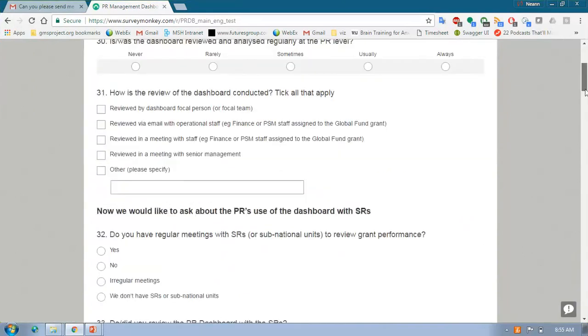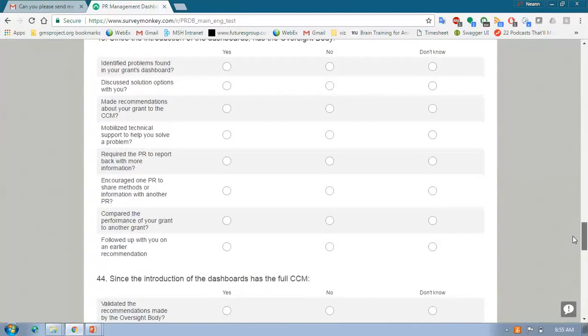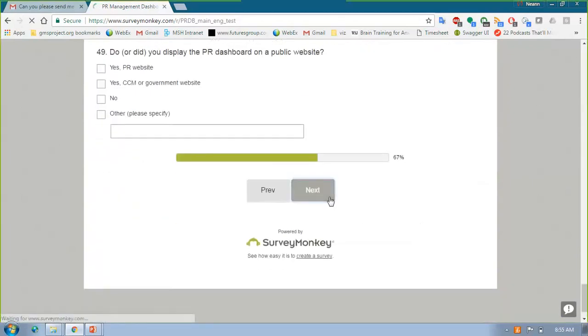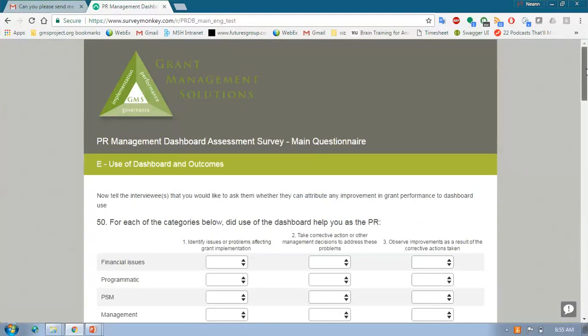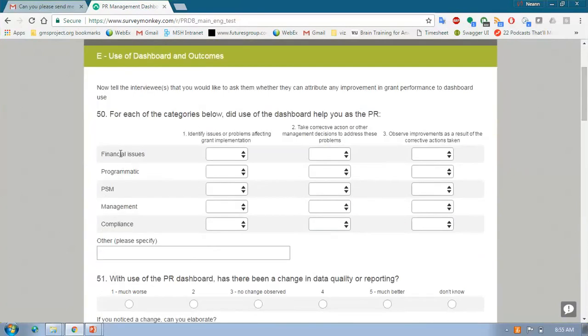It actually has three questions in one. This is asking, did the use of the dashboard help you as a PR? First, in identifying issues, then in resolving those issues, taking corrective actions to resolve them, and third, did the resolution of these issues or the corrective actions that you take lead to improvements in performance? So this is again another question where you would need to spend some time.